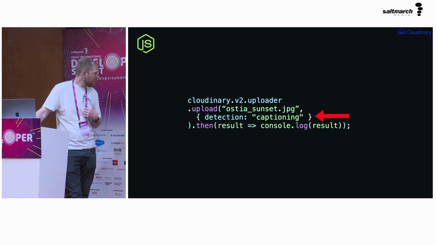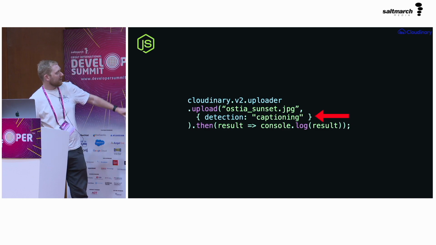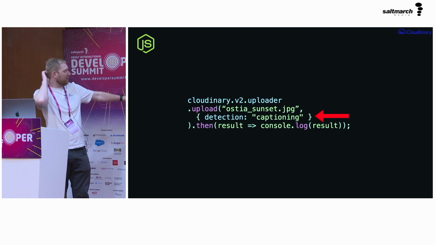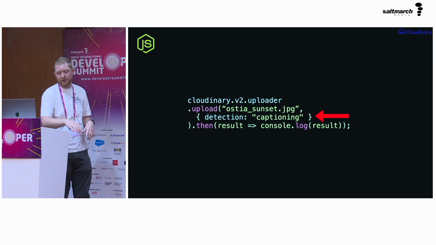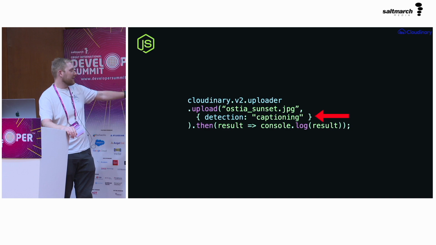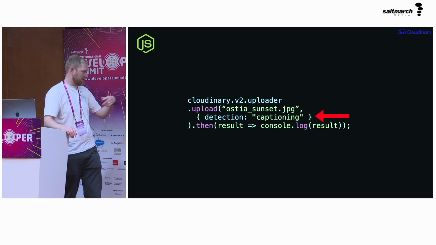So this is using our Node SDK. This is code that you would use to upload. In this instance, we're uploading the original image, which has that file name. That might be a file stored in your file system, or it might be an image that you're taking from somebody uploading it. And then we're applying this detection. This is actually an add-on, and captioning is part of that. So we were asking it to do captioning as the detection, and then it's just logging the result.